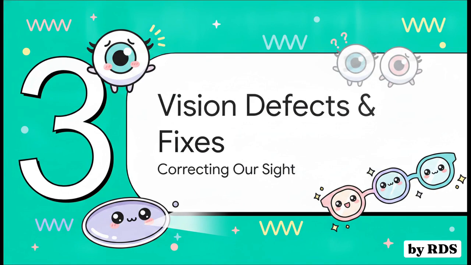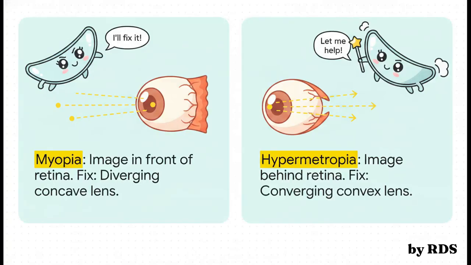That brings us to Section 3, Vision Defects and Fixes. Of course, biology isn't always perfect, right? So let's look at the common glitches in our internal camera and how the brilliant science of physics steps in to save the day. Here are the two most common defects side by side.